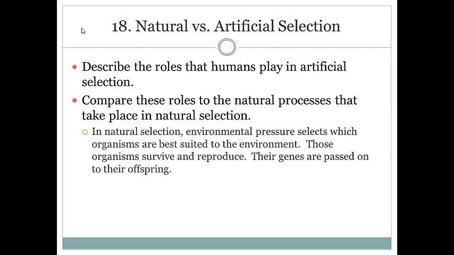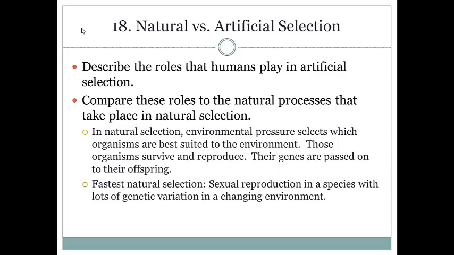The fastest natural selection is going to occur whenever there's sexual reproduction, so that means lots of genetic variation in a changing environment. The changing environment means that the pressure acting upon that population is going to be changing. So as the pressure changes, only those organisms that are best suited to the environment will be able to survive.